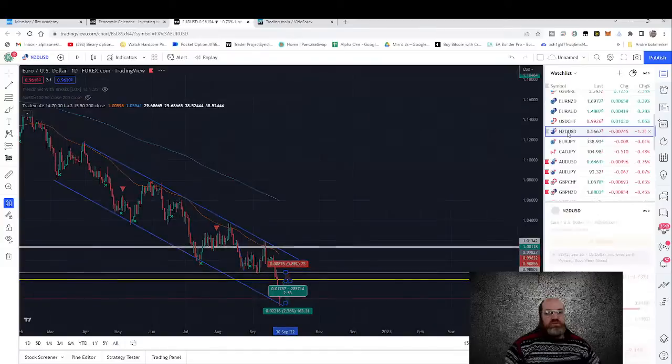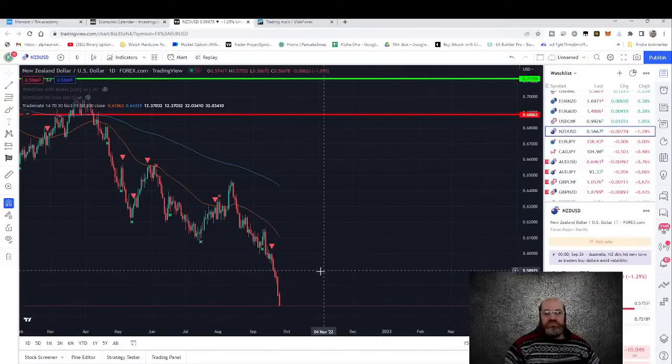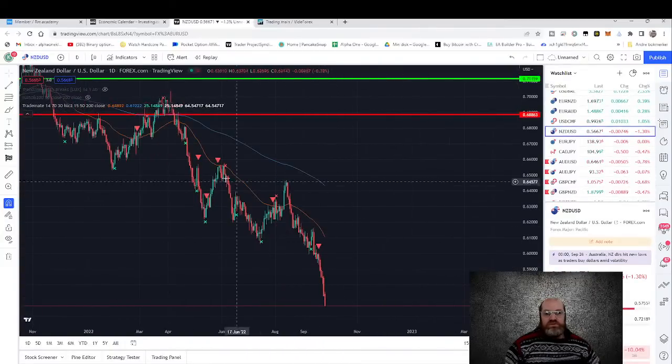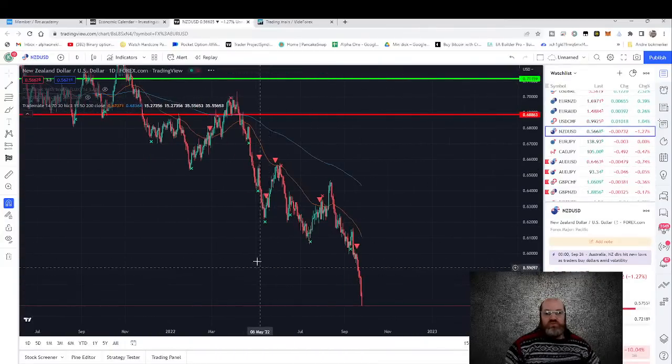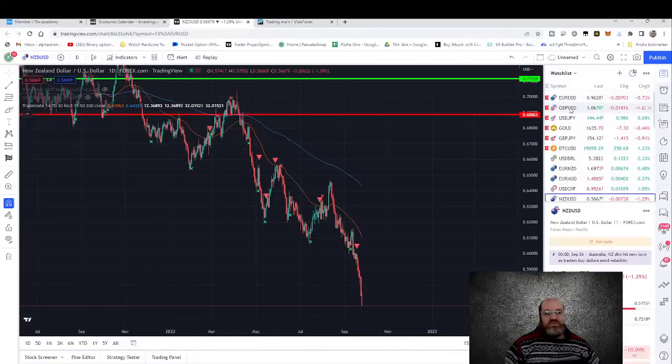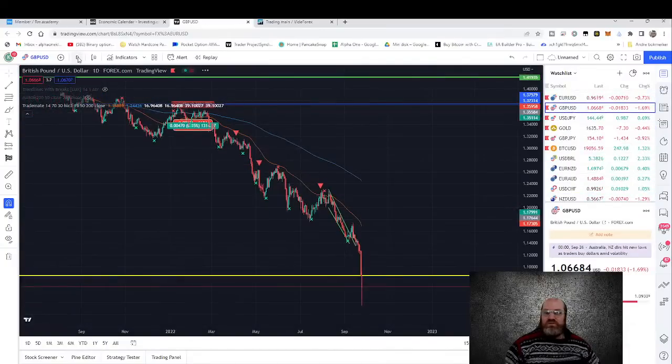Let's take a look at New Zealand dollar. It's a very strong downtrend here also. Dollar is really strong lately, I need to say. I'm even surprised at how strong it is. Everything is going downwards compared with dollar. How long time is this? Let's take a look at that.